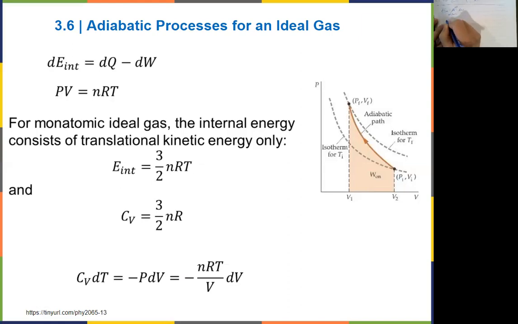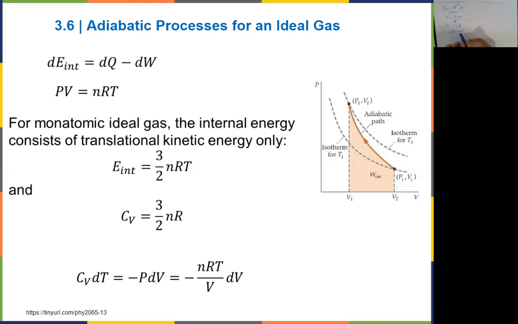Now for an ideal gas, E is equal to 3/2 nRT, or CV times T. So then the derivative of internal energy should be equal to CV dT, okay? So CV dT equals minus dW. So then CV dT equals minus P dV, okay?